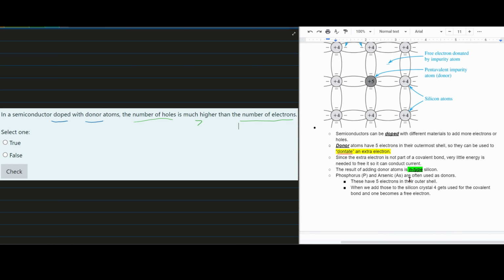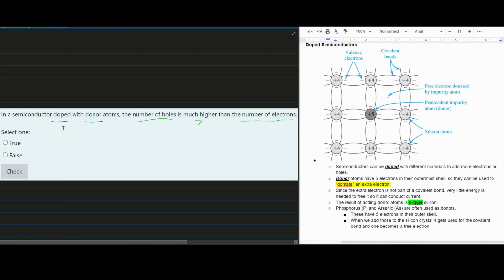However, for the one that we're looking at, this donor one, because we're looking at the donor atoms, we have a +5, meaning we have 5 electrons. So we have 5 minuses. And we have an extra one, right? Because we only have 4 right here, like this. So this electron becomes free and it's out here. Now, if we have a majority of these that are +5, we have a bunch of free electrons.